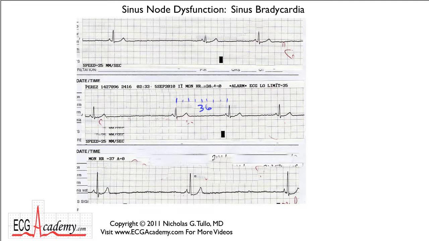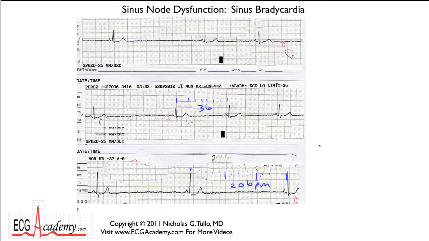Well, how did I get that? Let's count out the number of seconds in between beats and divide it into 60. Okay, so we start here, we'll count off 1, 2, 3, 4, that's 1 second. 1, 2, 3, 4, that's 2 seconds. 1, 2, 3, 4. So that's about 3 seconds in between beats. And 3 into 60 equals 20 beats per minute. So that's dreadfully slow, and this is a person who would likely have severe symptoms and would need to even have a temporary pacemaker inserted, provided that there wasn't a medication that could be immediately discontinued.